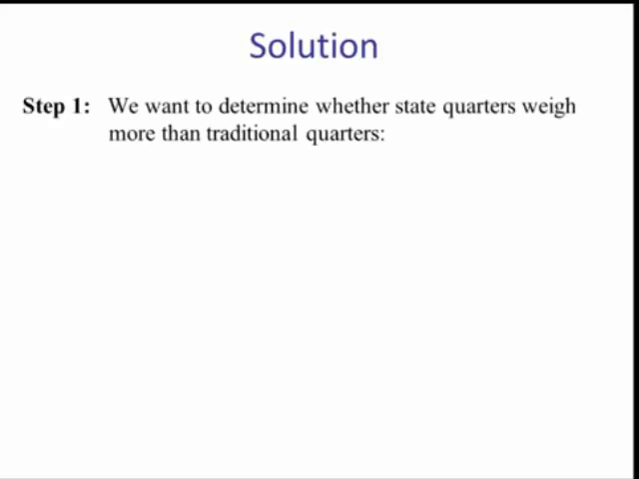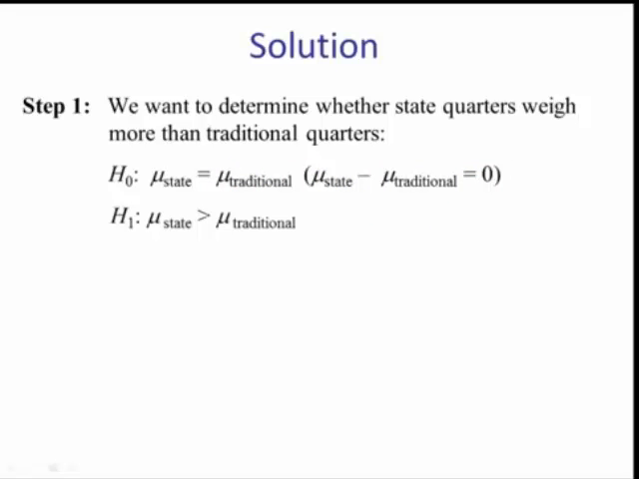So step number 1, we need to state the null and the alternative. We want to determine whether state quarters weigh more than traditional. So this is going to be a right-tailed test. We have mu for our state, and this is how we indicate it, a subscript, equals the mean of traditional. So that's our assumption. Now we can write this another way. The mean of state equals the mean of traditional is the same thing as saying if I take the mean of the state minus the mean of traditional, I will get a 0. So these two are equivalent statements.